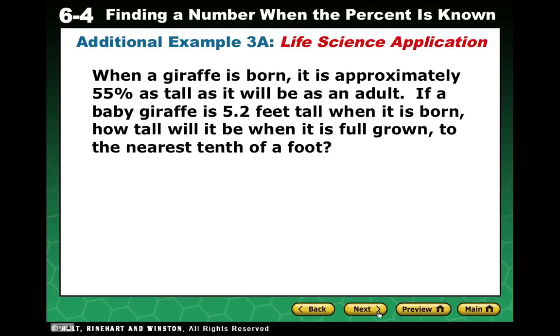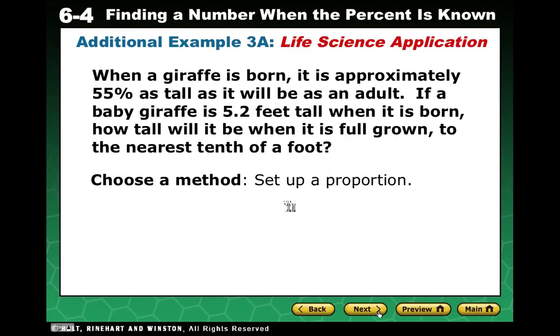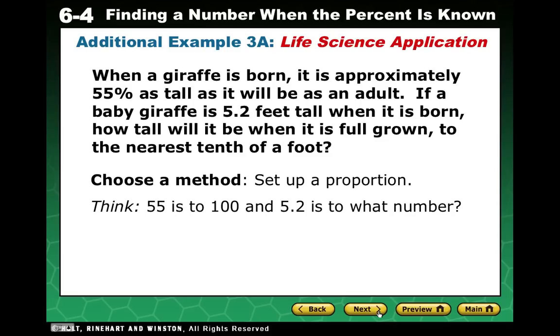Alright, example 3. When a giraffe is born, it is approximately 55% as tall as it will be as an adult. If a baby giraffe is 5.2 feet tall when it is born, how tall will it be when it's full grown? So we're going to set up a proportion for this. 55%, 55 per 100, and 5.2 out of what number? So it should be set up like this.